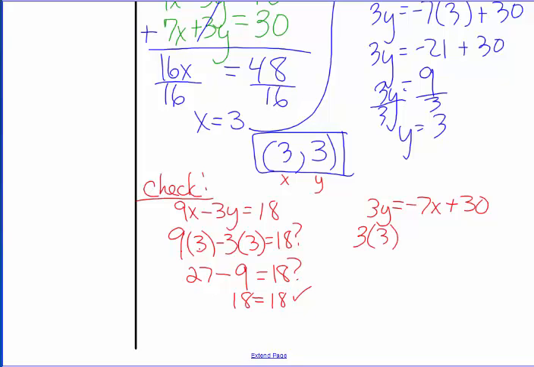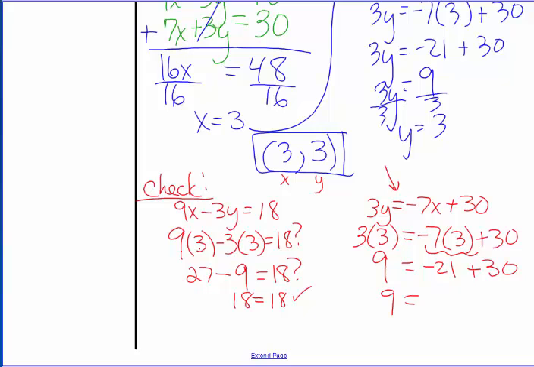This side, we have 3 times 3 equals negative 7 times 3 plus 30. So 3 times 3 is 9. Now, when you're working a problem like this one, you have to work the two sides separately. So I work the left-hand side. 3 times 3 is 9. You don't do anything else with that. You're going to leave it a 9 on that left-hand side. Then the right-hand side, you're going to work out separately. So you go negative 7 times 3, which is negative 21, plus 30. Then negative 21 plus 30 is 9. 9 does equal 9, so that one works. You have to work the two sides separately. So you do the left side all by itself and evaluate. Then you do the right side all by itself and evaluate.